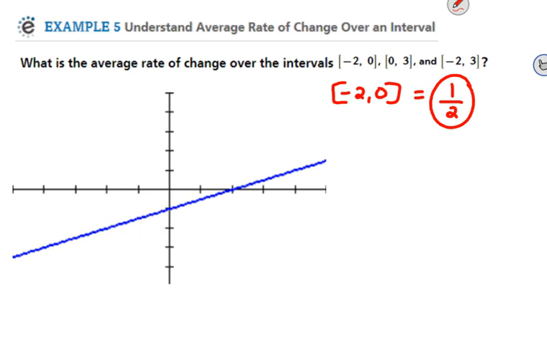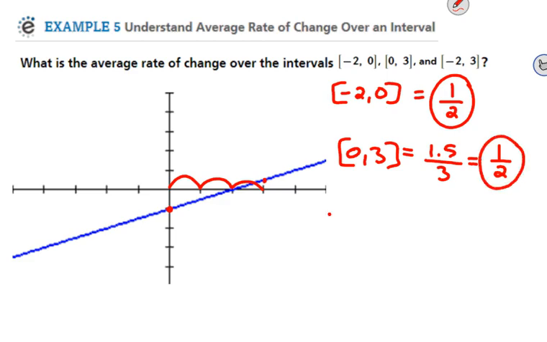The second interval is from 0 to 3. So now we're looking from here to here. Now this value has a y value of 0.5. So we are rising 1.5, and we're running from 0, 1, 2, 3. Now, 1.5 divided by 3 is 1/2.